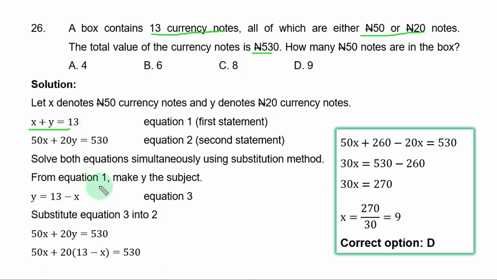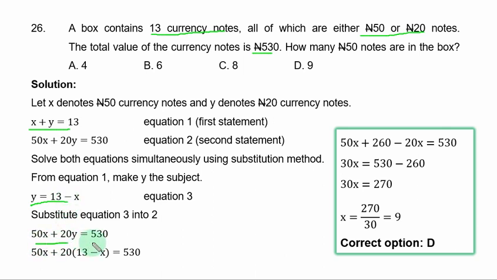From equation 1, make Y the subject, because we are looking for the 50 naira note. If you make Y the subject, it will enable you to get S without solving for Y. Alright? So if you make Y the subject, you have Y equal to 13 minus S. You call this equation 3 and you put it into equation 2, because equation 1 produced equation 3.